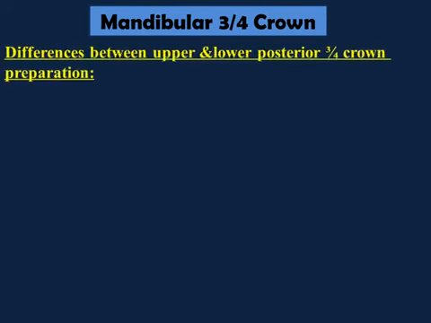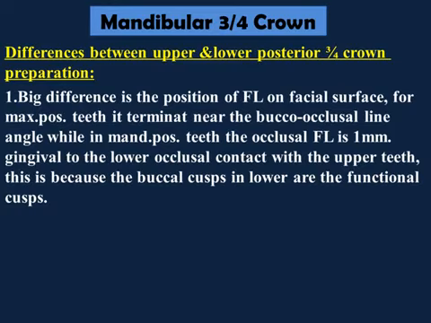Now I will talk about the 3/4 crown preparation for the mandibular posterior teeth. The preparation will be the same for the maxillary posterior teeth, but there are some differences between upper and lower posterior teeth. And the big and main difference is the position of the finishing line on the facial surface.